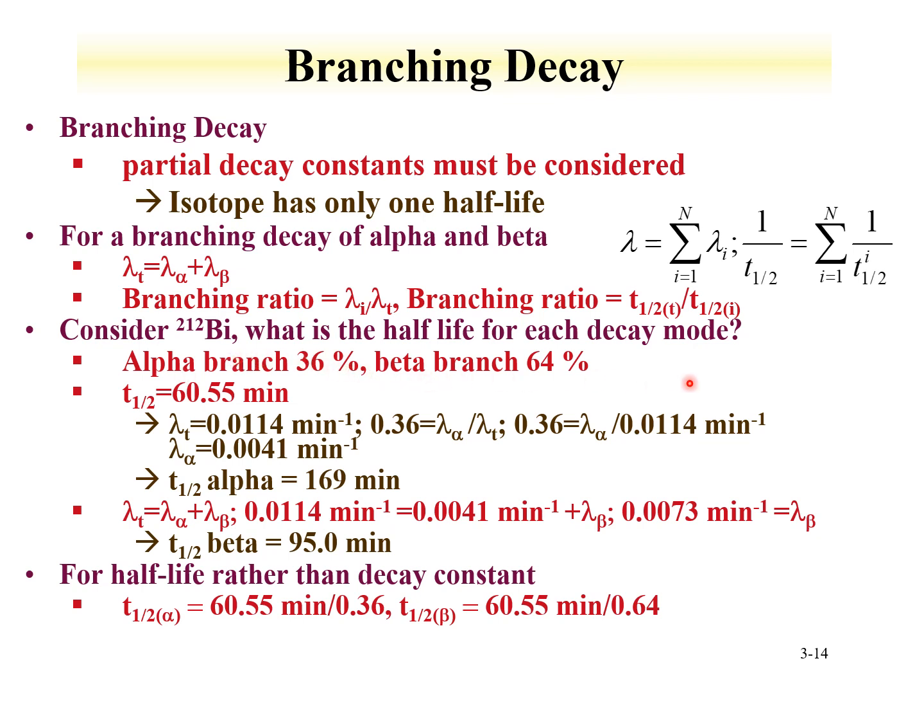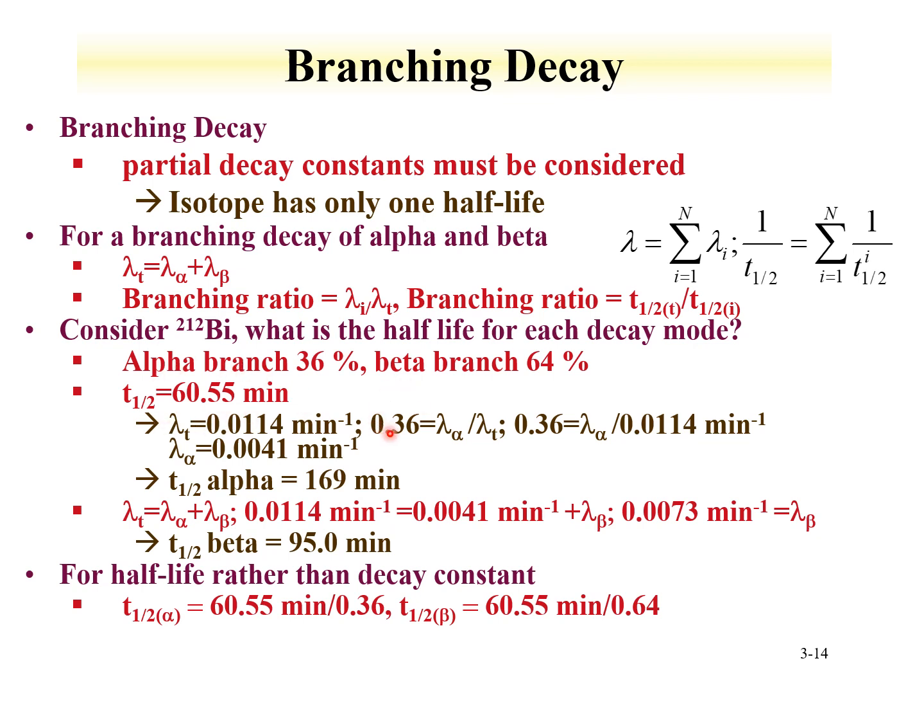So let's consider an example, bismuth-212. What's the half-life for each decay mode that decays by alpha and beta? We see that there's a 36% alpha branch and 64% beta branch. The half-life's about an hour, 60.55 minutes. The decay constant is log 2 divided by 60.55 minutes.